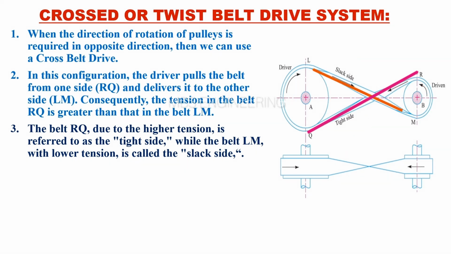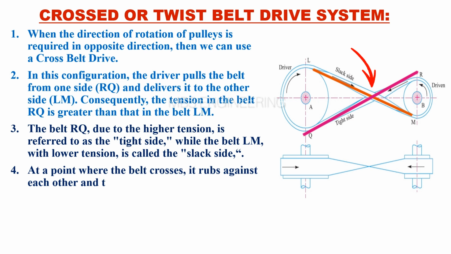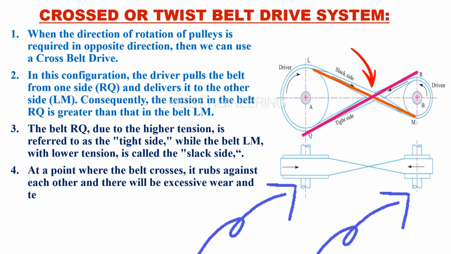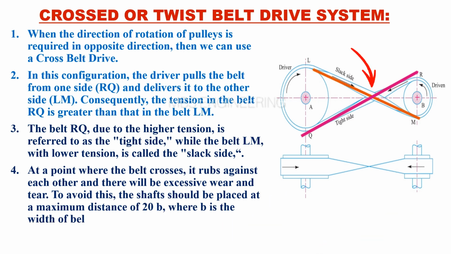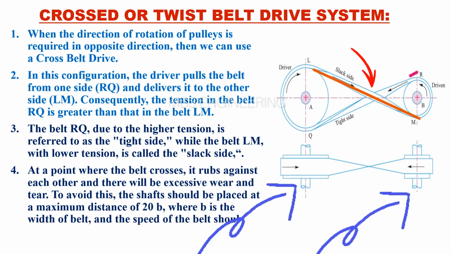At the point where the belt crosses, it rubs against itself and there will be excessive wear and tear. To avoid this, the shafts should be placed at a maximum distance of 20b, where b is the width of the belt, and the speed of the belt should be less than 15 meters per second.